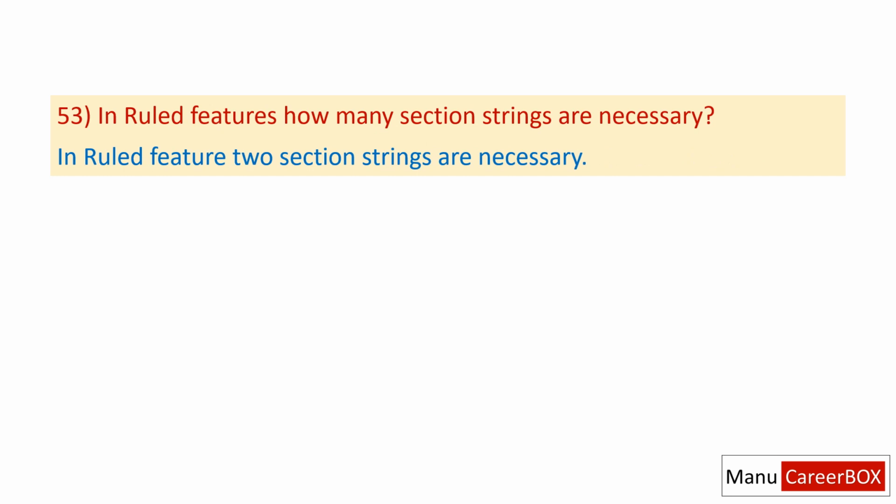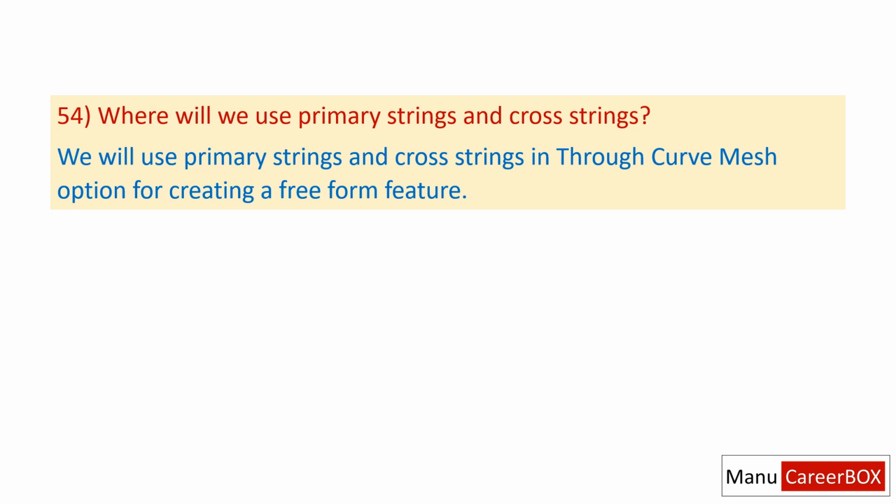53. In ruled features, how many section strings are necessary? In ruled feature, 2 section strings are necessary. 54. Where will we use primary strings and cross strings? We will use primary strings and cross strings in through curve mesh, an option for creating a free-form feature.